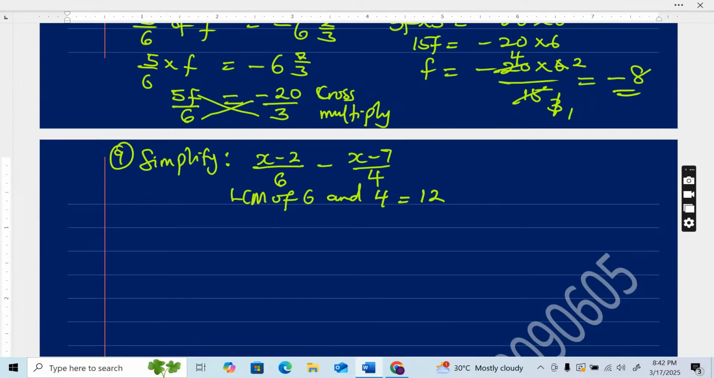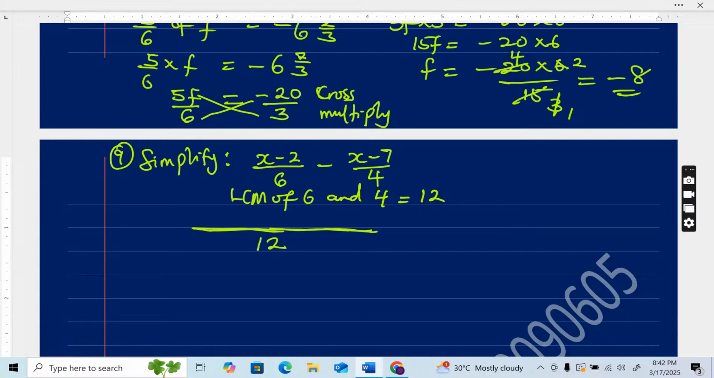So we are going to rule our LCM line, write 12 below it to show that we have gotten the LCM. Then let's begin to deal with the fractions one after the other. For x minus 2 over 6, we are going to divide the LCM by the denominator 6. So 12 divided by 6, that will give us 2.